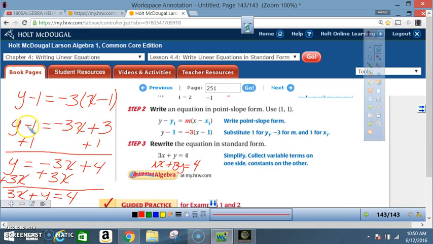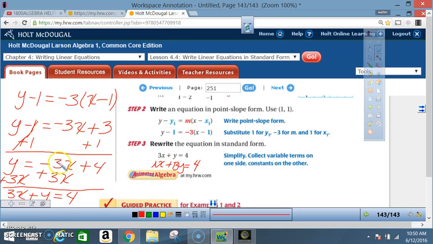Next I'm going to move this negative 1 to the other side, because the y is already in the right position. So I'm going to say plus 1 on both sides. When I do that, that's going to cancel out, and I'm left with just y. So y is equal to negative 3x plus 4. 3 plus 1 will give you 4.